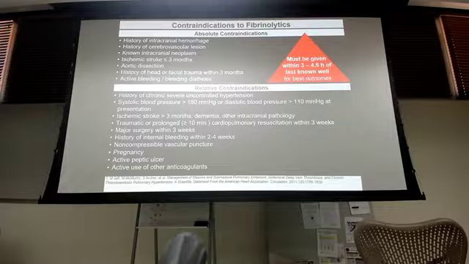The big ones would be bleeding, hemorrhage. Less than 3 months ago, you had a stroke, a head injury. Obviously, active bleeding, you're not going to want to give clot busters. Major surgery within 3 weeks, so there are relative contraindications, but the big ones are the absolute ones on top.